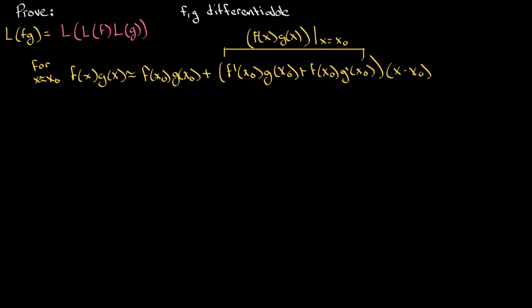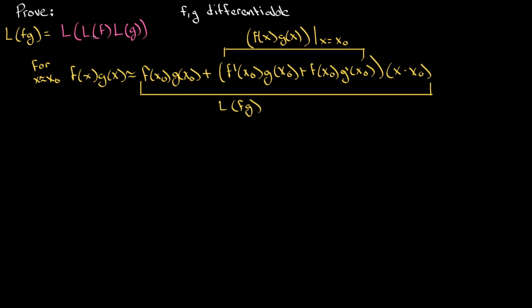That's just the standard linear approximation formula, and under our notation, we can call this right here L of f times g, the linear approximation of f of x times g of x. Again, that's what it's saying. So that's the left-hand side, and now let's move over and start talking about this right-hand side.